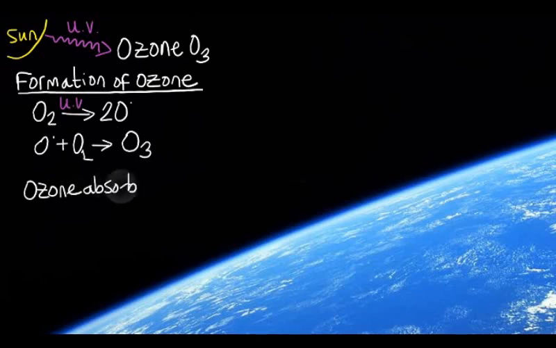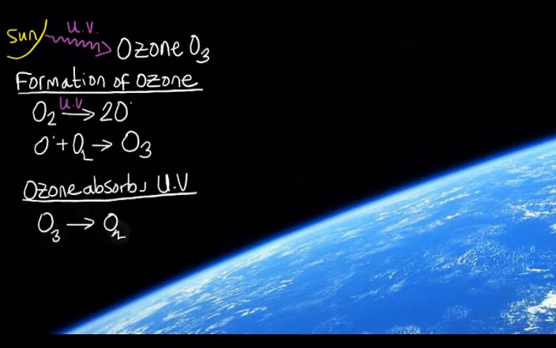So let's have a look at what happens when ozone absorbs that ultraviolet radiation. We take a molecule of ozone, and it splits back up into a molecule of O2 plus an oxygen radical. And these processes are in equilibrium, so we have a steady amount of ozone which steadily absorbs ultraviolet radiation from the sun. The problem is that chlorofluorocarbons, or CFCs, destroy the ozone.